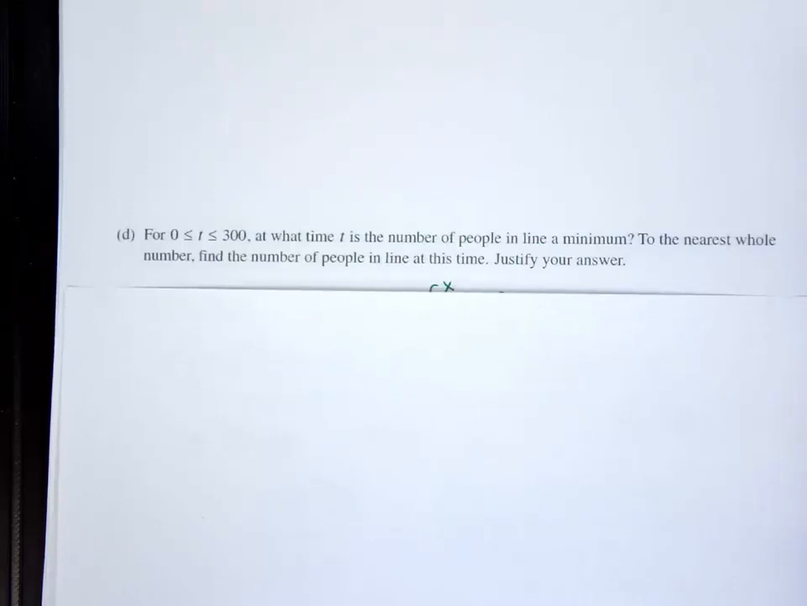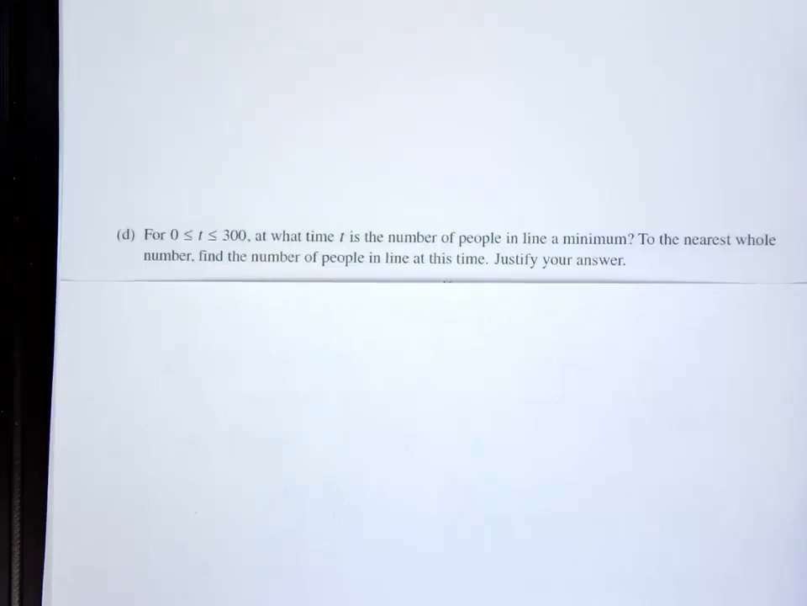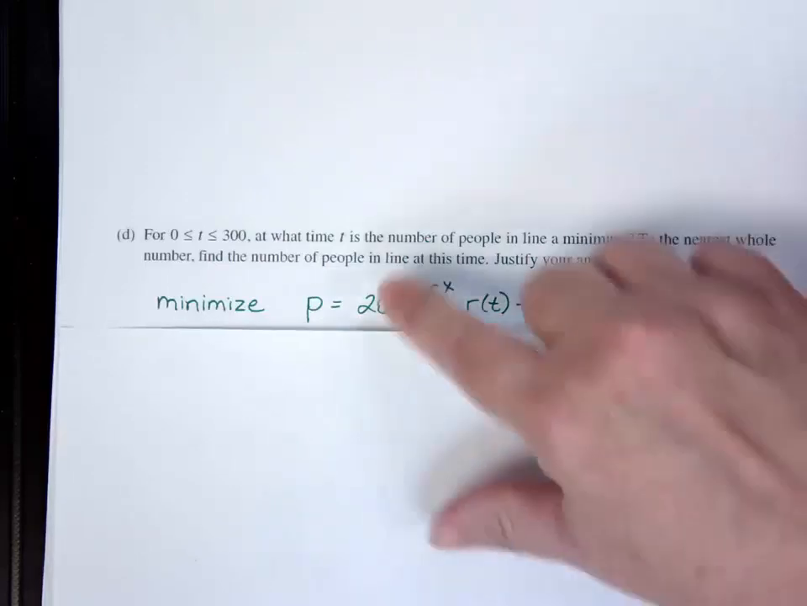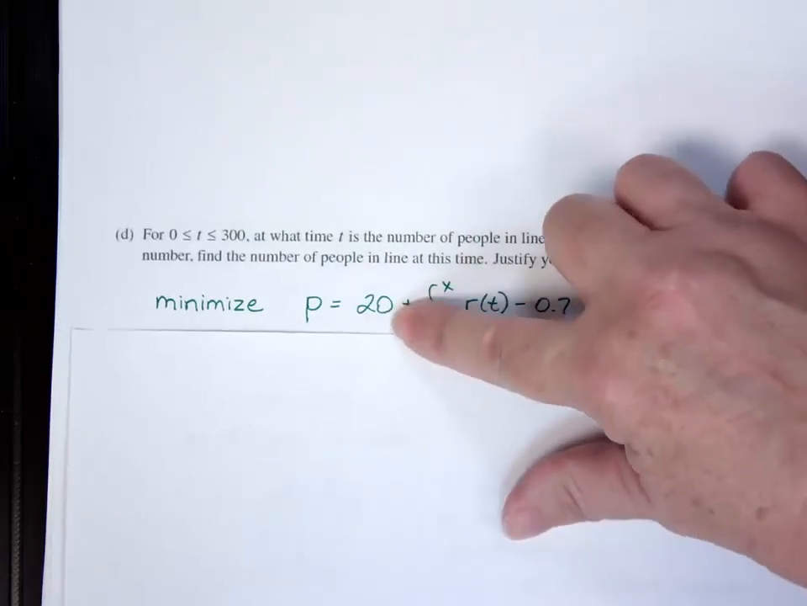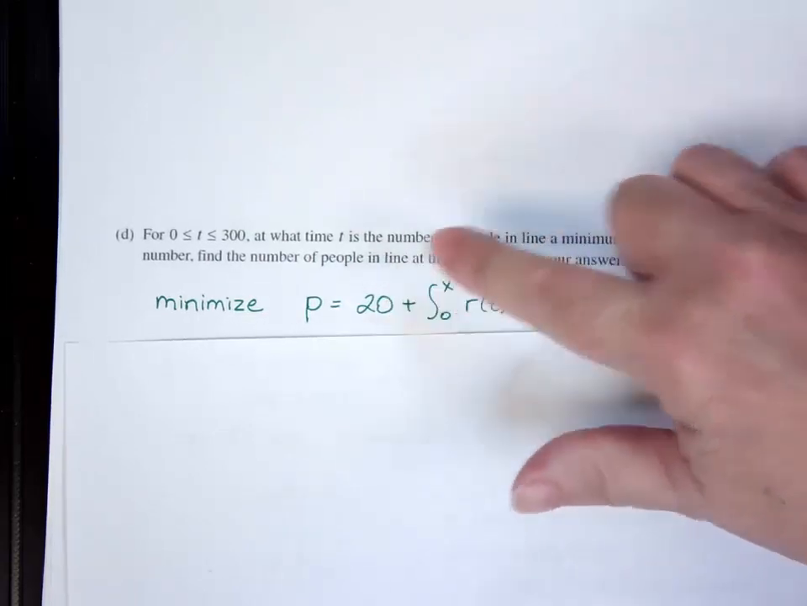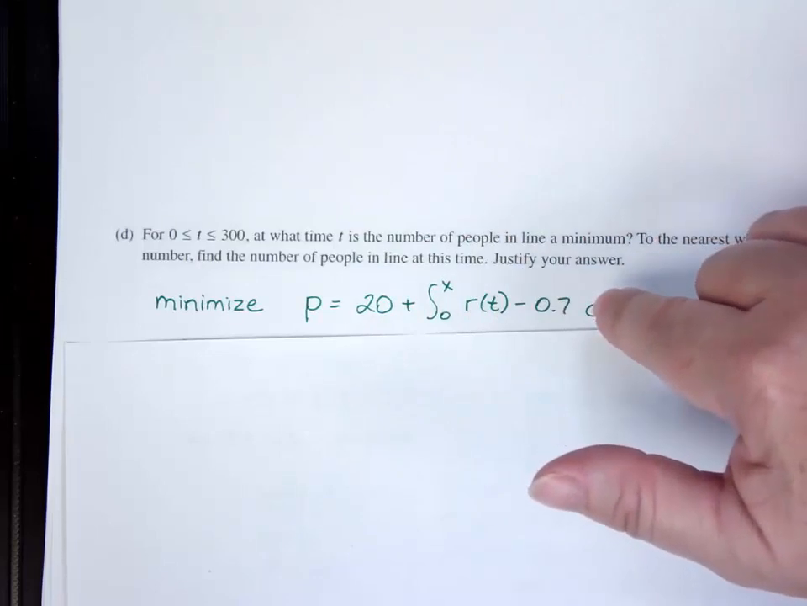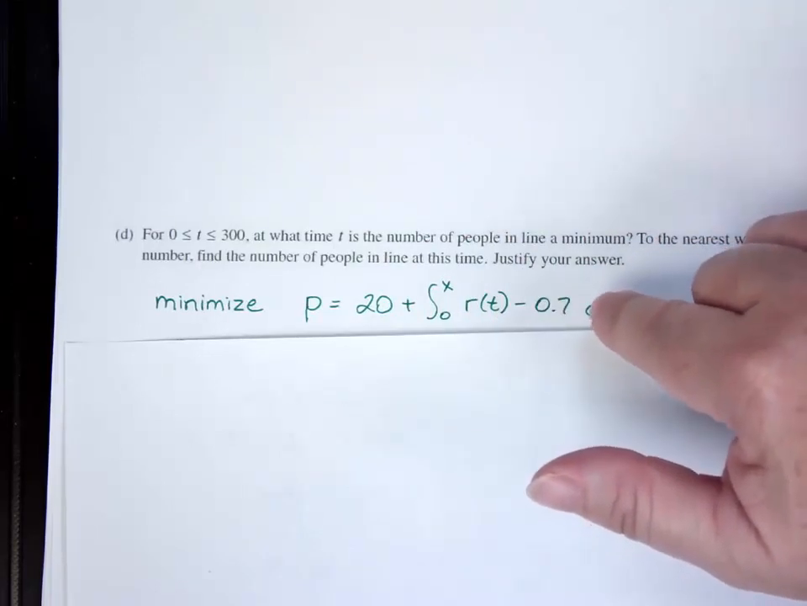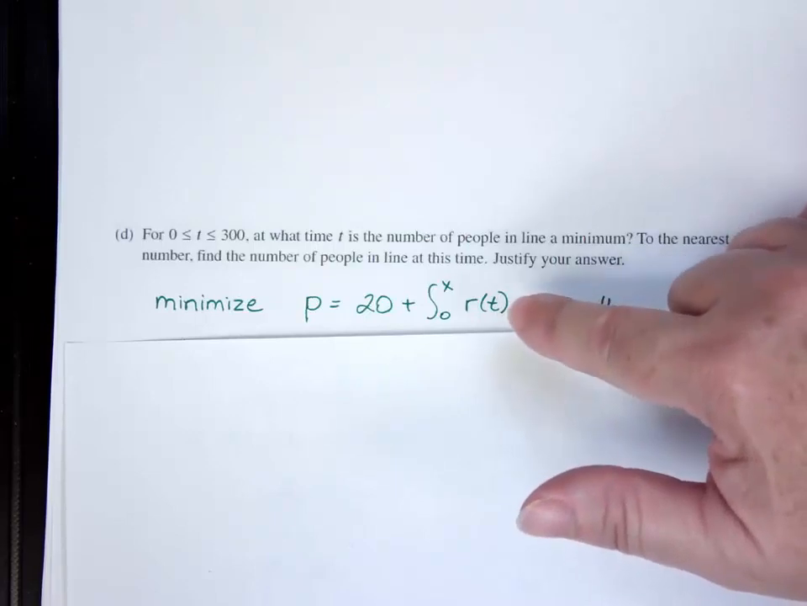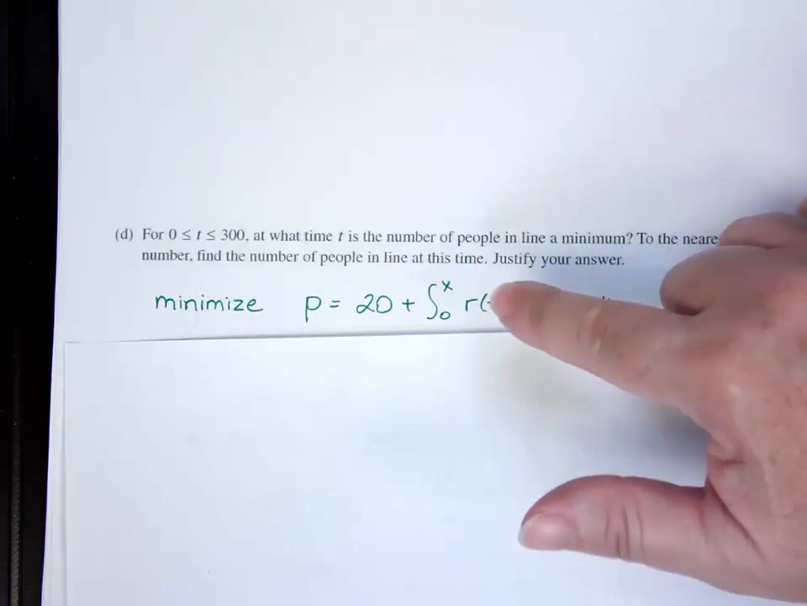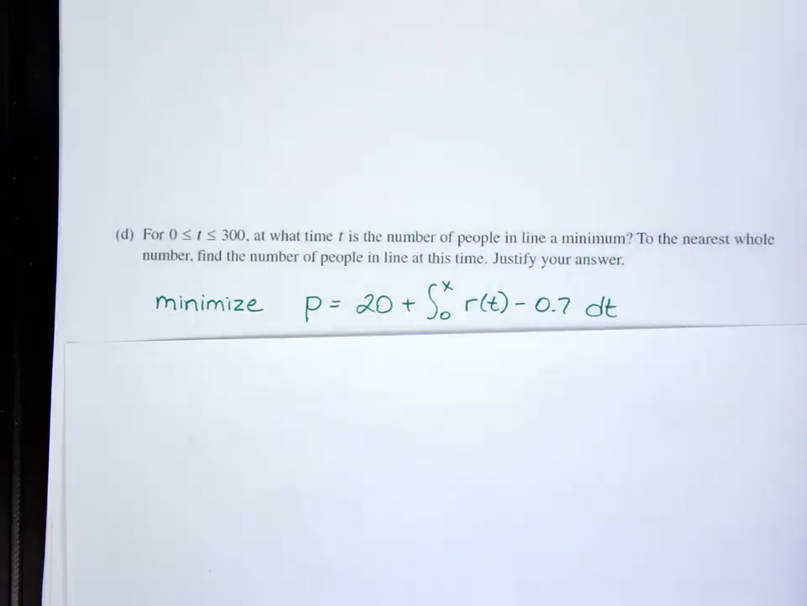So we need an equation talking about how many people are in line at any given time. The equation I have built here is P for people, equals 20. The 20 is how many people there were in line at time 0. And then this is the statement of how many people are in line at any given time x. How many people got on, R of t, how many people got off, 0.7. And then you accumulate that from 0 to x.